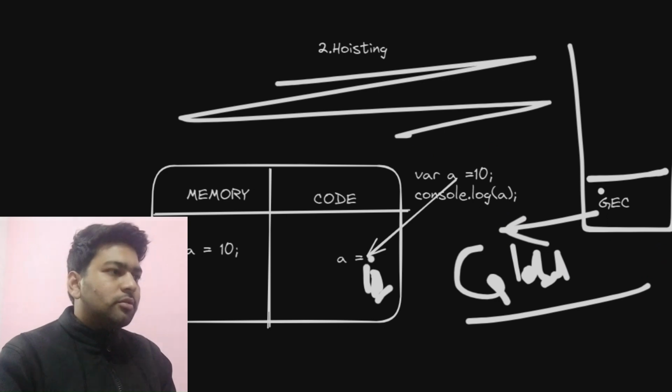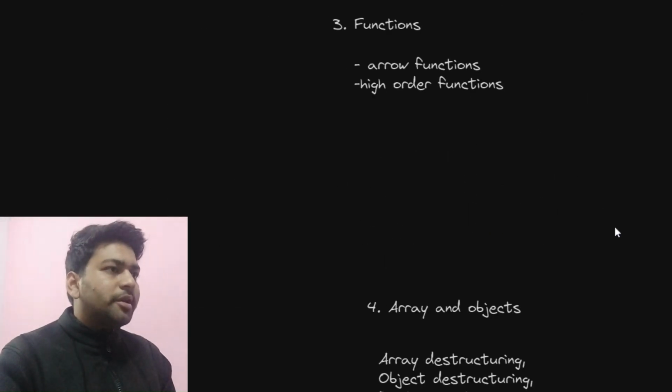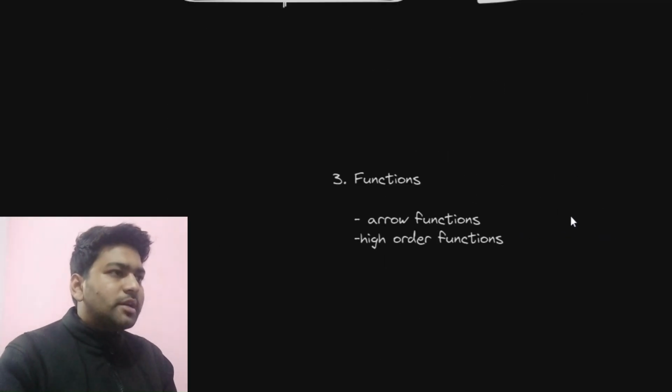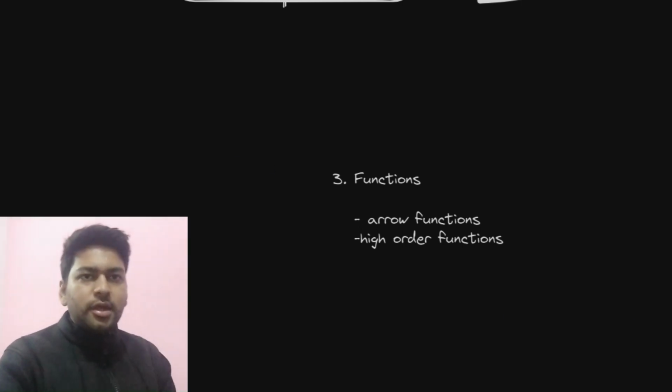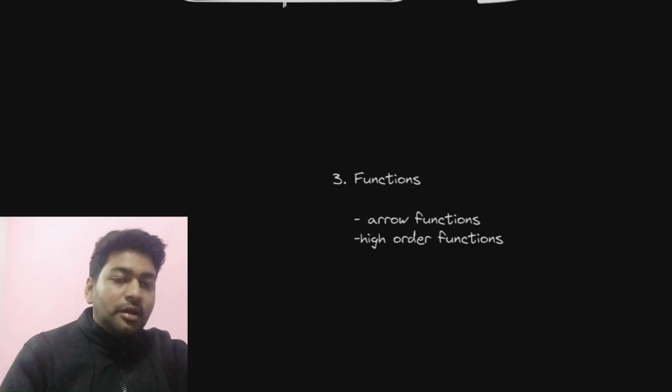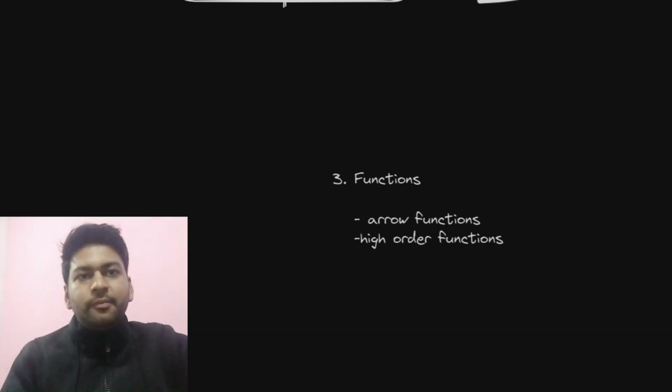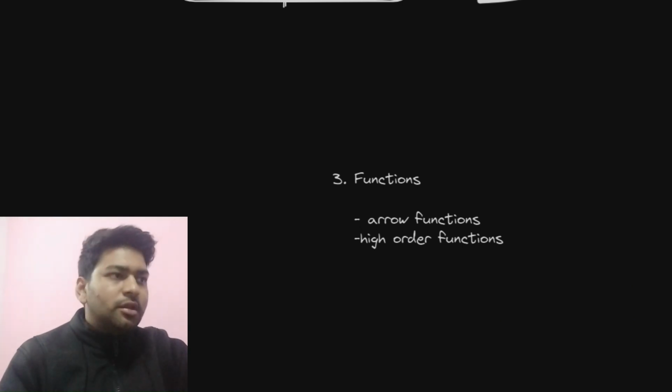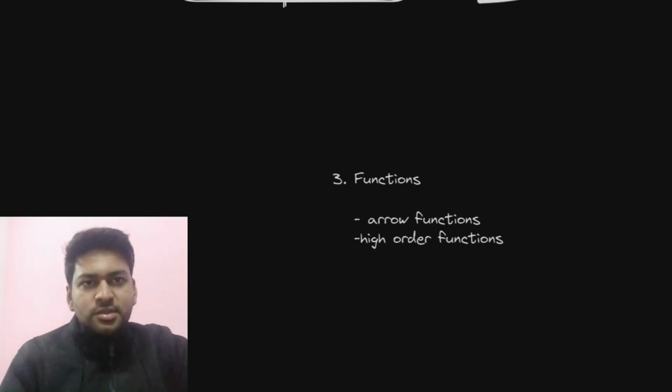Moving on to our third topic, that is functions. Functions are also very important. Functions are blocks of reusable code. Functions are very beautiful and very important in JavaScript, because everything happens inside a function in JavaScript. There are different types of functions. First of all, there are arrow functions. Then there is the higher-order function. You should know all these topics, like arrow functions and higher-order functions.